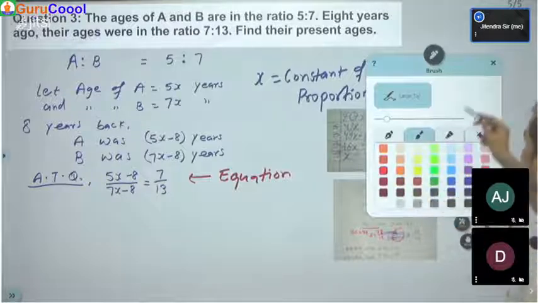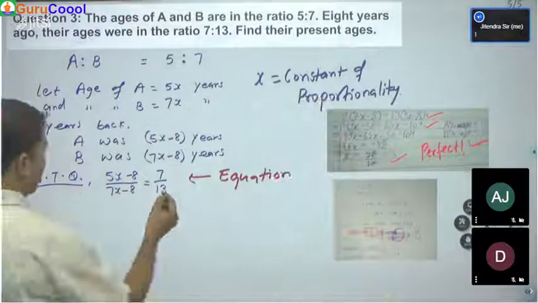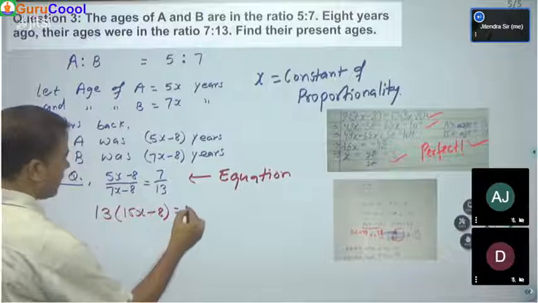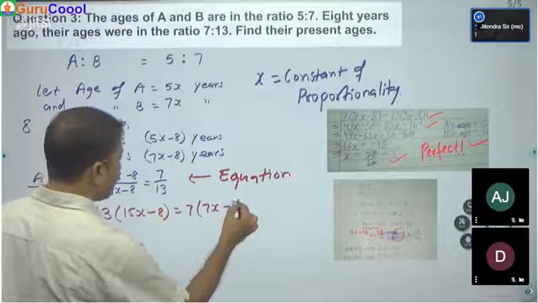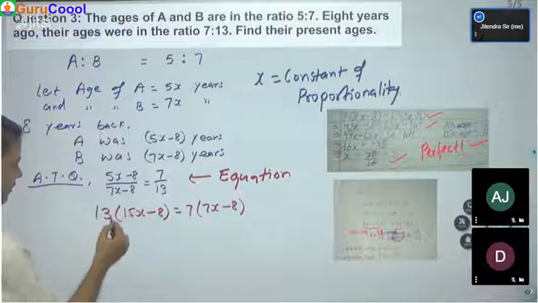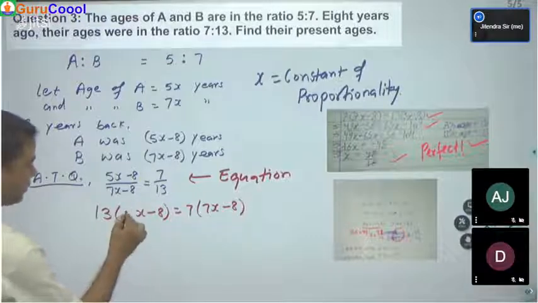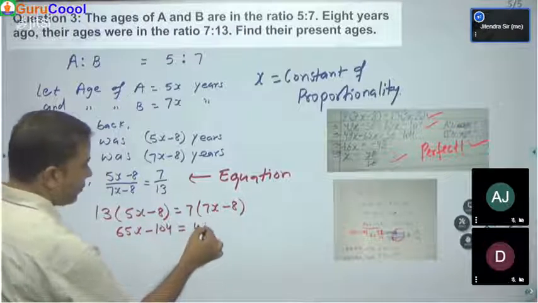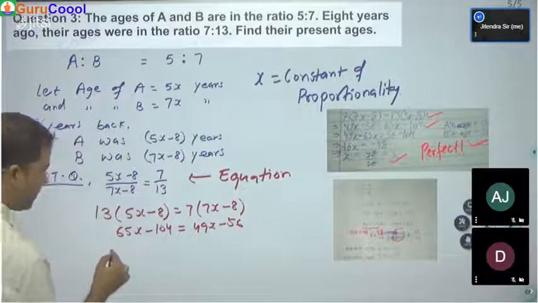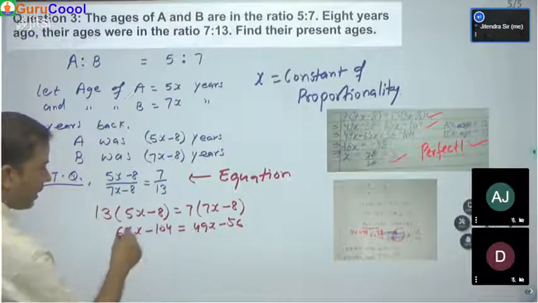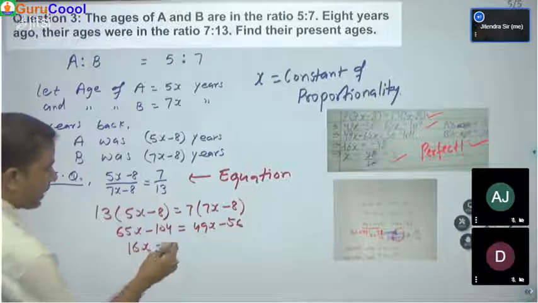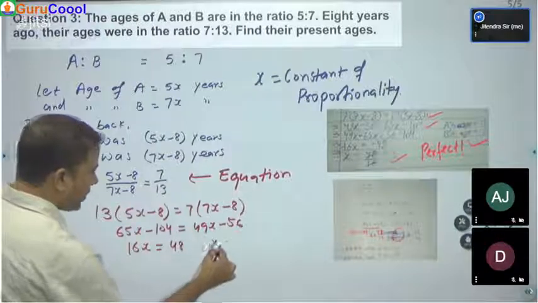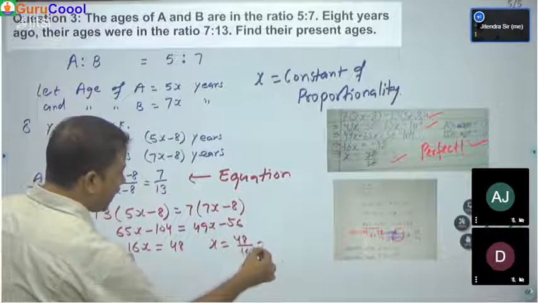Okay. So 13 times 5x minus 8, 7 times 7x minus 8. 65x minus 104 is equal to 49x minus 56. 65x and 49x will be subtracted here. We get 16x, and 104 goes there positive, 104 minus 56 is 48. So x is equal to 48 by 16, that is 3.